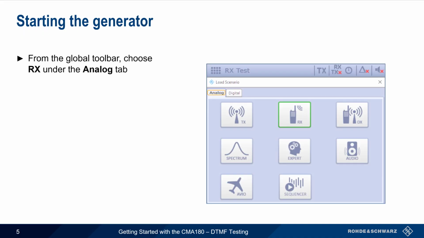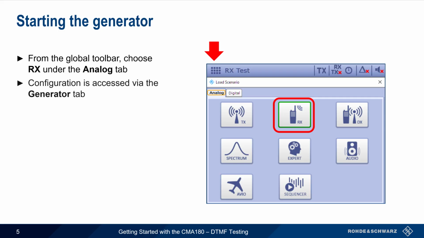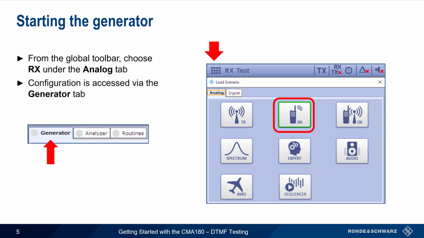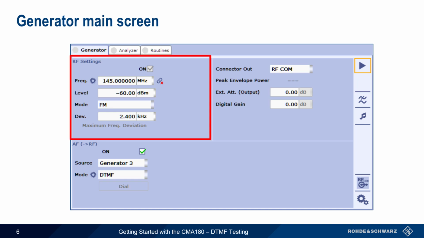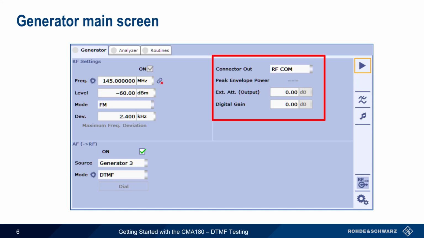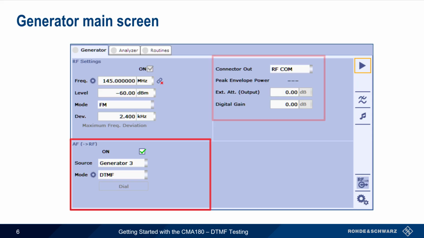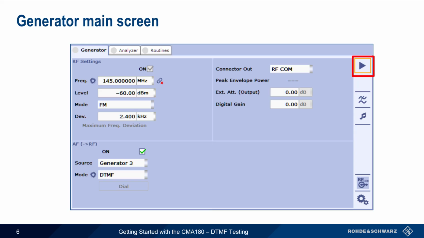The generator is started by going to the global toolbar and then selecting RX under the Analog tab. RF and tone generation parameters are then accessed via the Generator tab. This is the main generator configuration screen. At the top left are the RF settings, and to the right of these are the connector and output settings. At the bottom are settings for audio frequency or tone generation, and the Start-Stop button at the upper right is used to enable and disable signal generation.